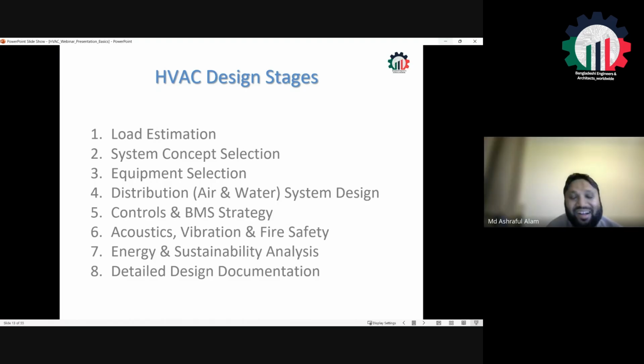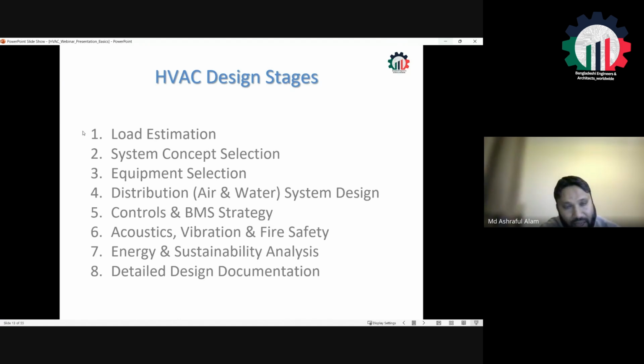Okay. So I pointed out 8 points here. The first one is the load estimation, then system concept selection, equipment selection, distribution, control and BMS strategy, acoustics, vibration and fire safety, energy and sustainability analysis, and detailed design documentation.